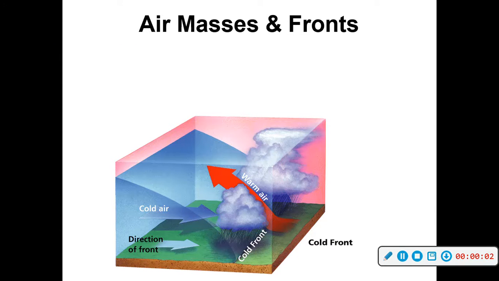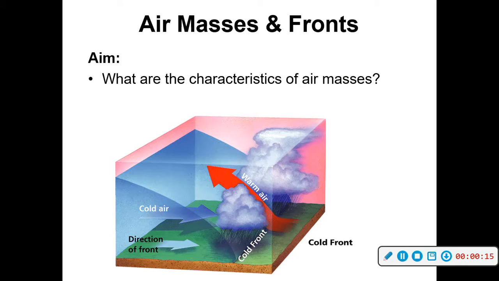Hey guys, this is the second set of notes for the weather chapter, and this is going to be on air masses and fronts. Obviously, these are the actual weather systems themselves that we're looking at. So what are the characteristics of air masses, and what are the different types of fronts that follow from these air masses moving around? So that's what we're going to talk about with the weather.